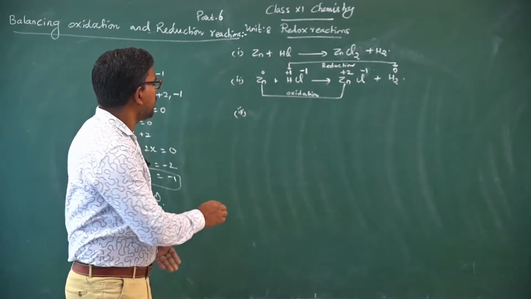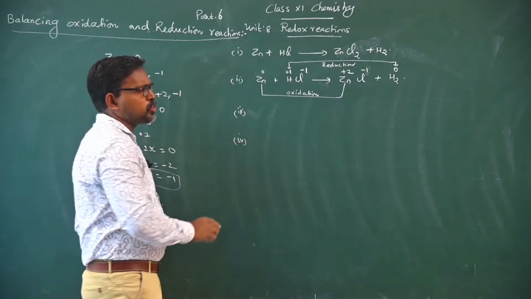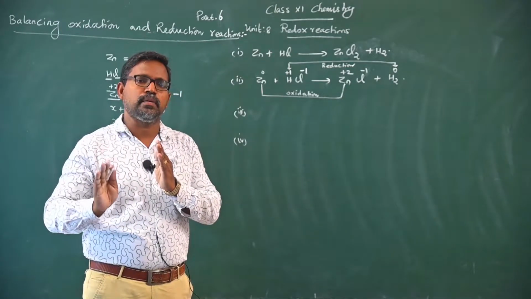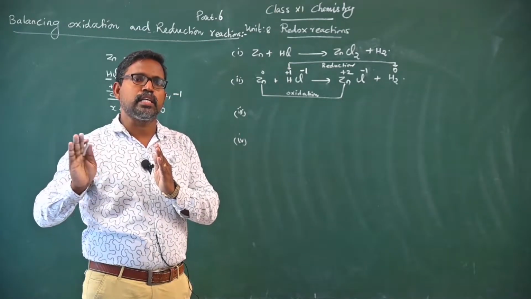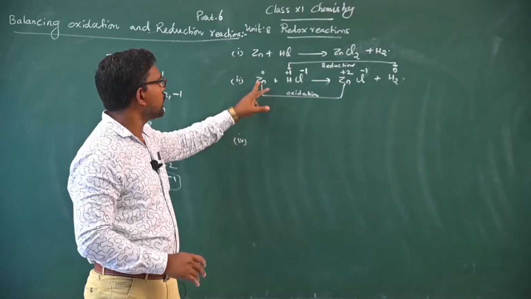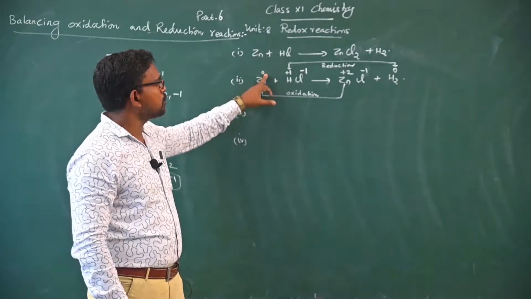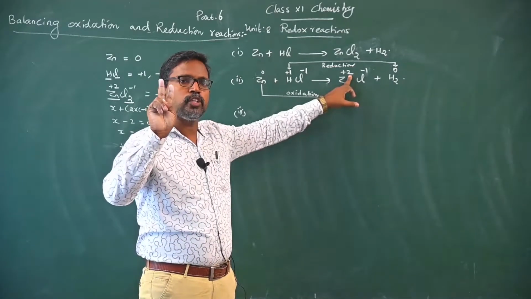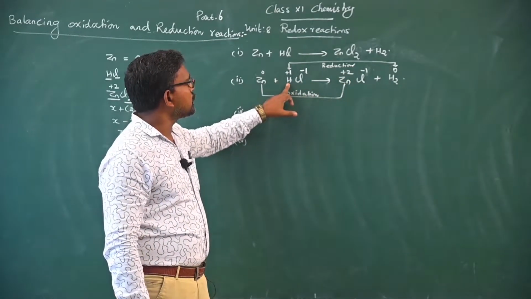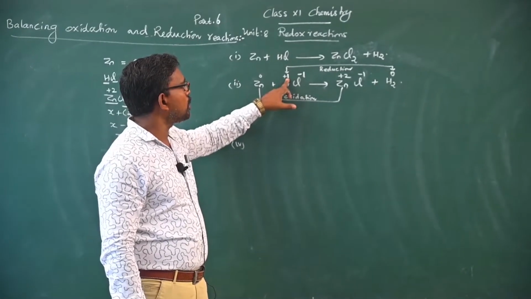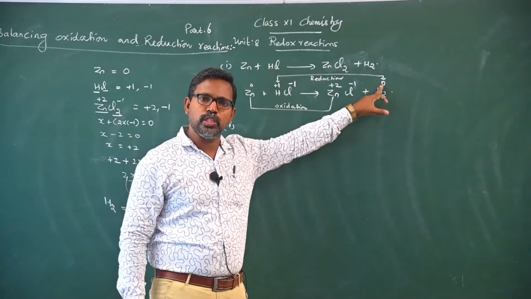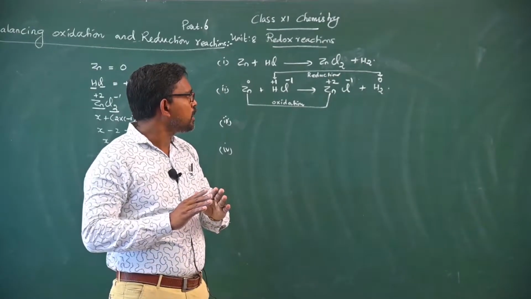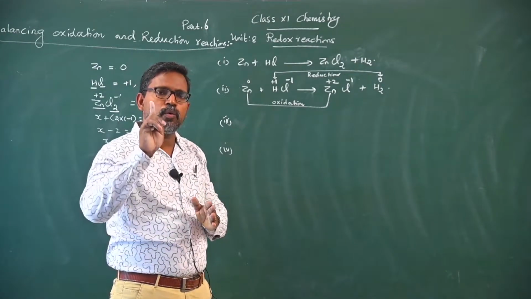The fourth stage is how much the oxidation number increases or decreases in the process. Here, zinc changes from 0 oxidation state to +2, an increase by 2. Hydrogen changes from +1 oxidation state to 0 oxidation state. Therefore, it decreases the value by 1.